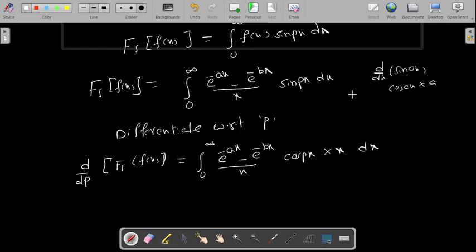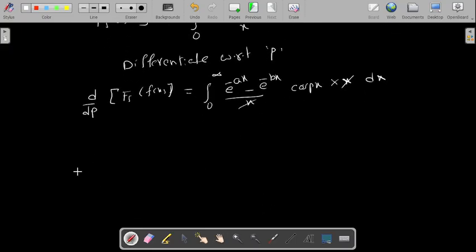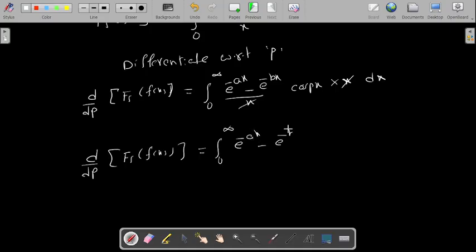Here we are doing it with respect to p, so the coefficient of x, x into x, this x will get cancelled. So now this will be d by dp of Fs of f of x is equal to integral 0 to infinity, e power minus ax minus e power minus bx into cos px into dx.